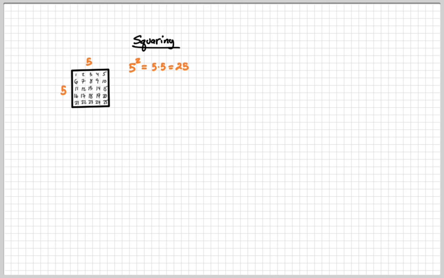When you square something, you're taking the value and you're making it a square in terms of geometric form. Now the square root is different. The square root comes from the idea that it's the opposite of squaring.